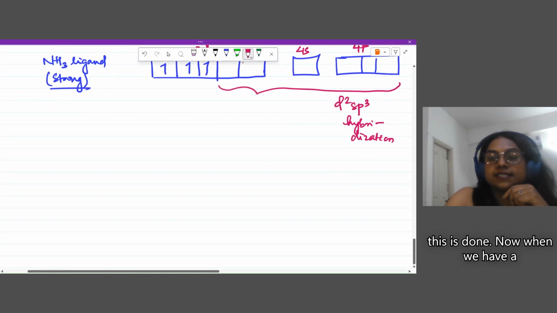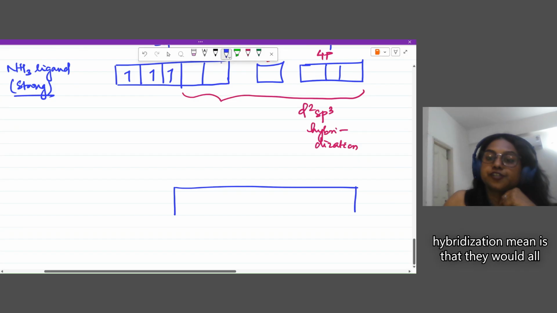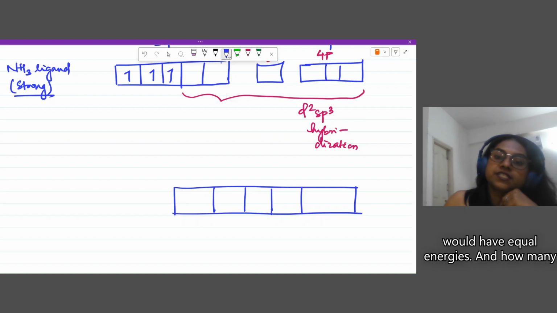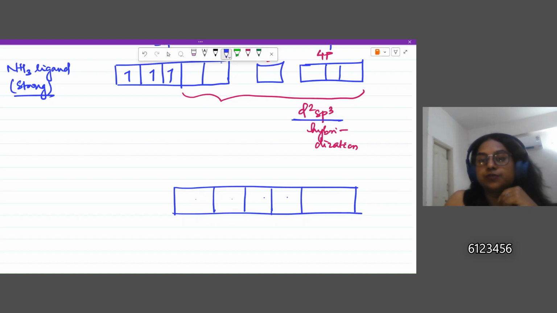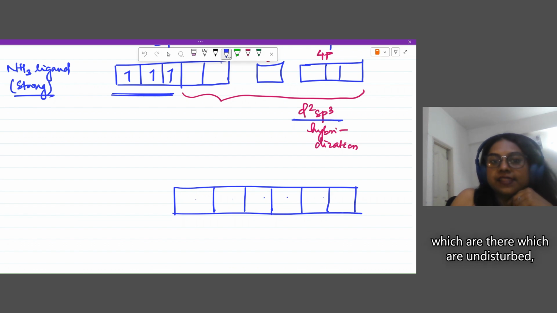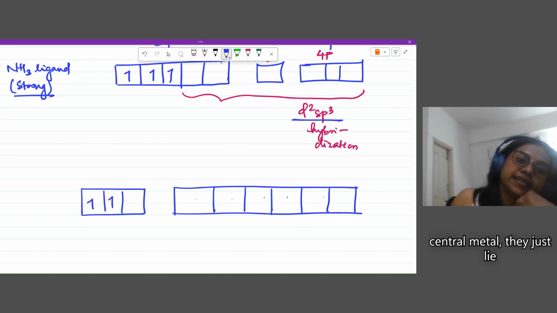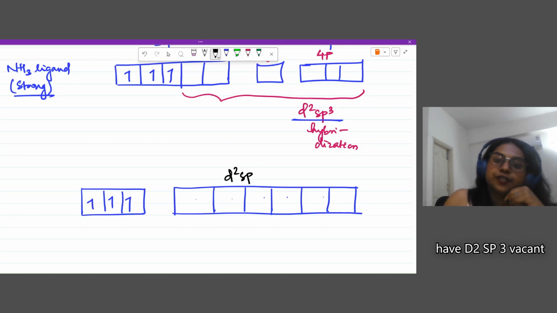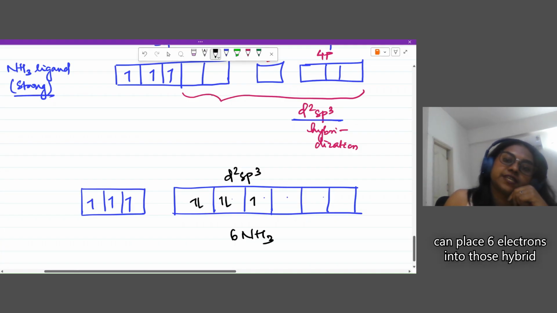So this is done. Now, when we have a d2sp3 hybridization, what does hybridization mean? It means the hybrid orbitals would all have equal energies. And how many orbitals will be produced as a result of this hybridization? Six. One, two, three, four, five, six, right? And these three, which are undisturbed, the 3d electrons of the central metal, just lie unaffected. Now, once you have d2sp3 vacant orbitals, the six NH3 ligands can place six electrons into those hybrid orbitals.